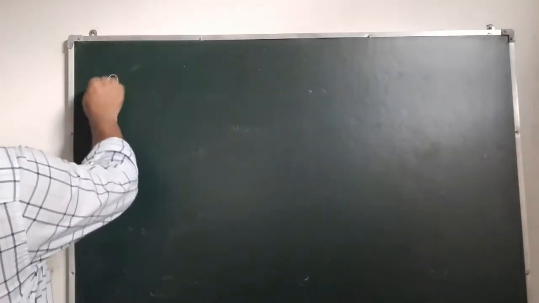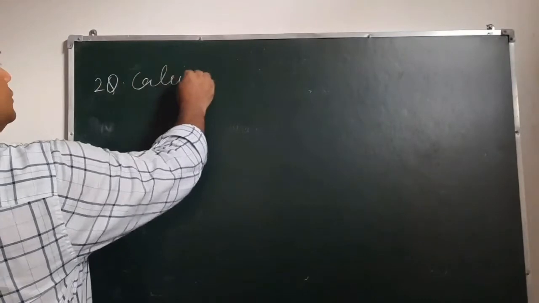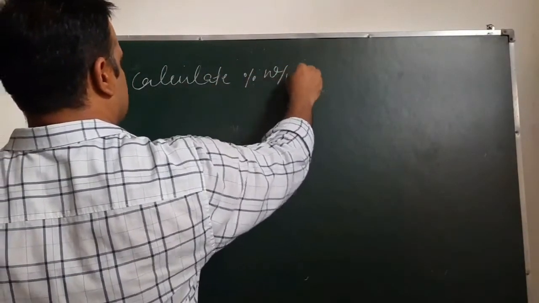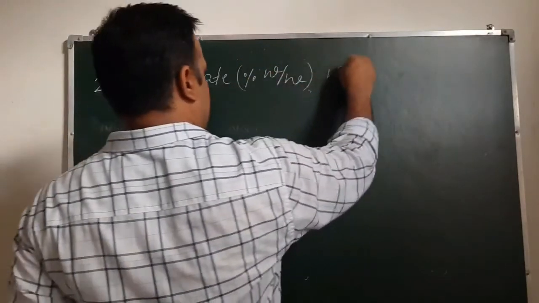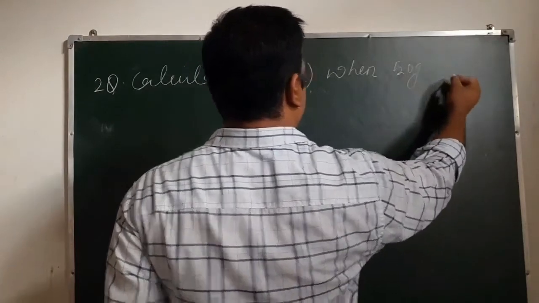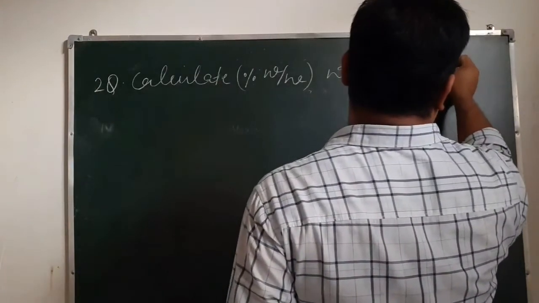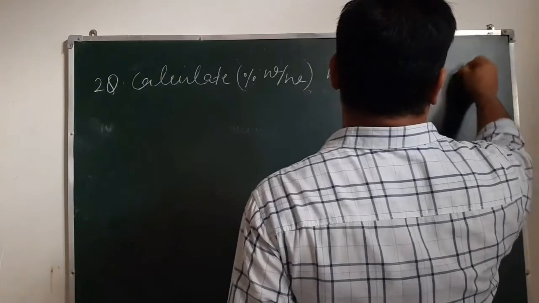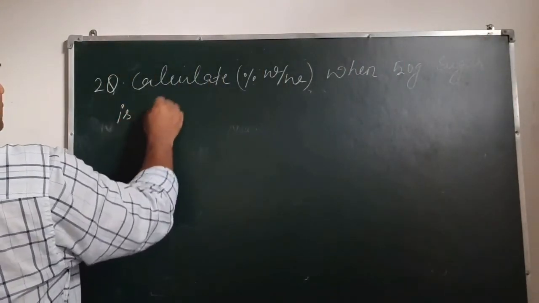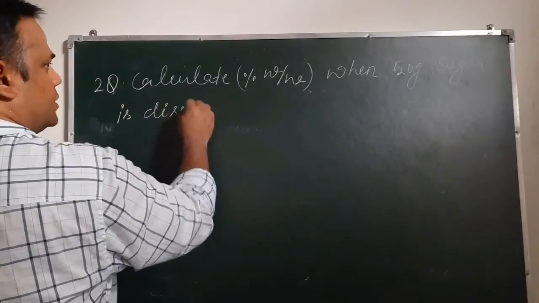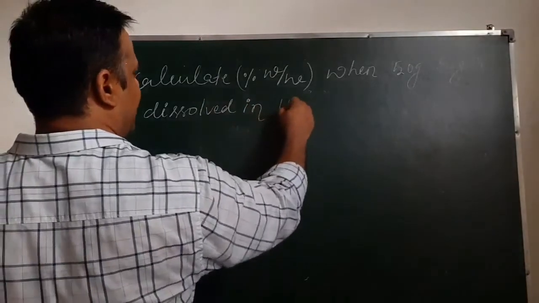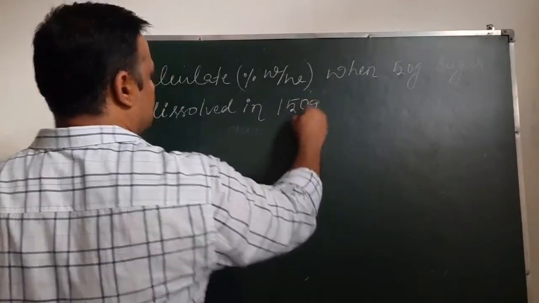Calculate percent mass by mass when 50 gram sugar is dissolved in 150 gram water.